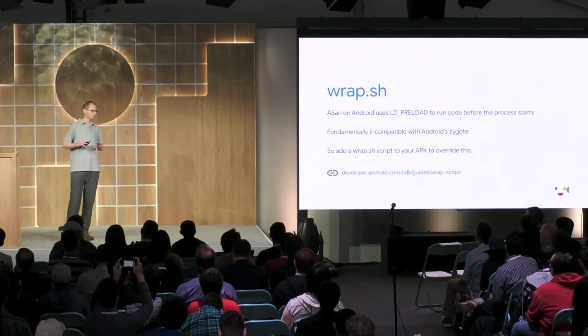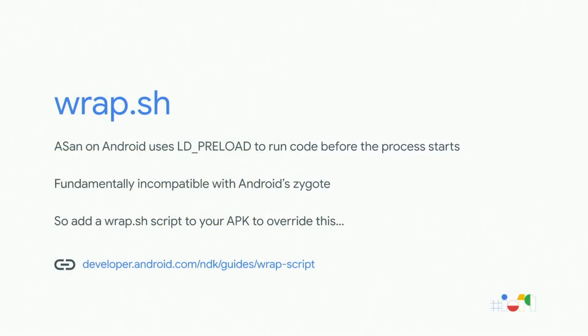So ASAN on Android is interesting in that the way it works is that you have this LD preload, this shared library that has to get loaded before your code starts. Basically, it intercepts all of the memory allocation and freeing operations. And to do that, it obviously needs to be running before any allocations are actually made.